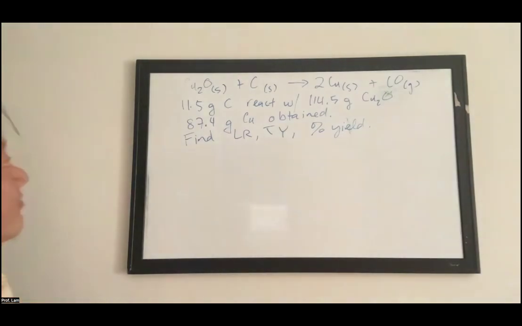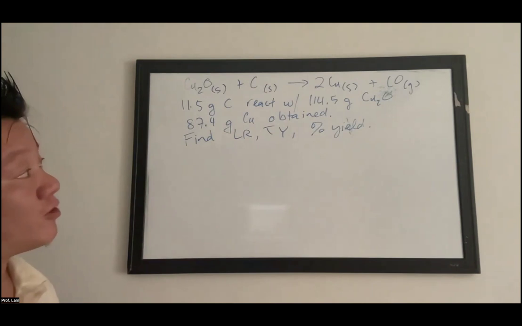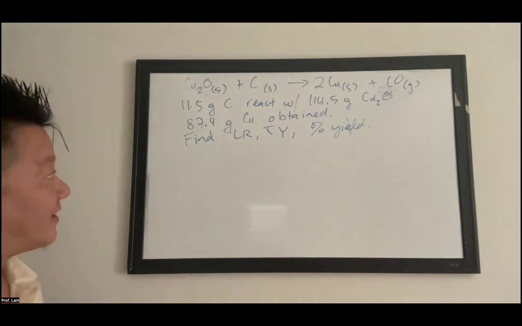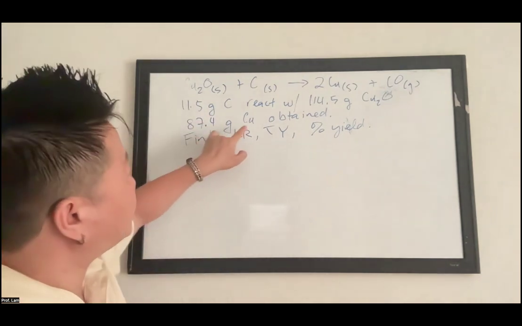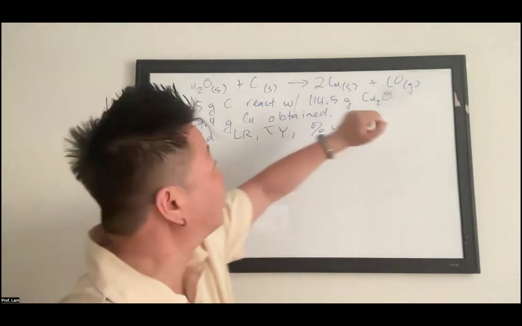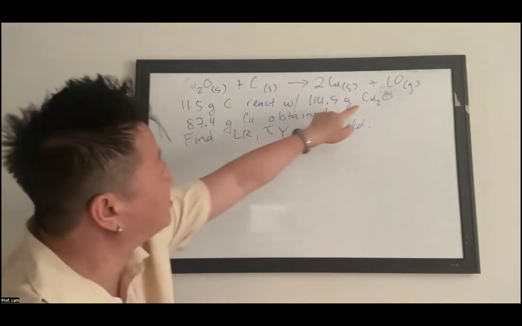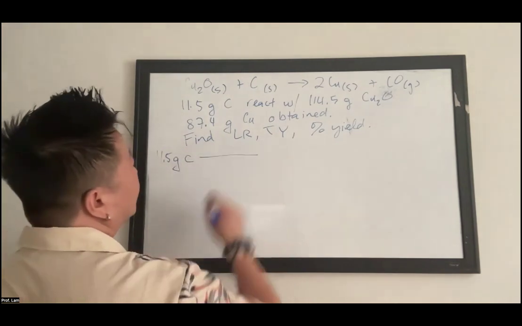Okay, so here we have the balanced equation: Cu2O plus C goes to 2Cu plus CO. 11.5 grams of carbon react with 114.5 grams of Cu2O, and 87.4 grams of Cu is obtained. Find the limiting reactant, theoretical yield, and percent yield. So remember, we need to get to copper. That's our product. There is another product, but it doesn't talk about it in the problem, so don't worry about it. We just need to get to Cu from each reactant. C is a reactant, Cu2O is a reactant. So start with 11.5 grams of C.